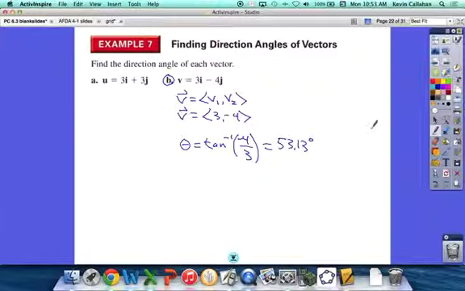This one is a little harder in terms of the v1 and the v2 being the same thing, right? So in the end, it'll be theta equals tan inverse of 3 over 3. Theta equals tan inverse of 1.